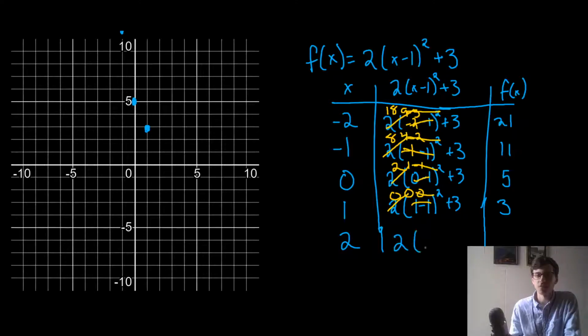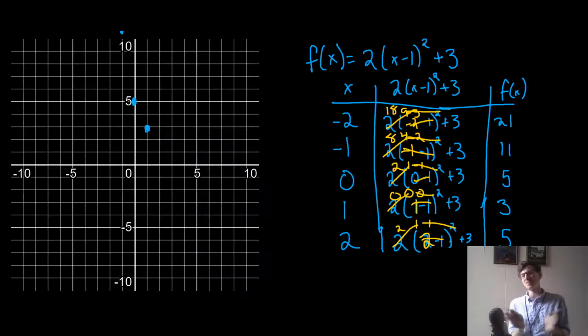Okay, let's look at the next point. 2: 2 times (2 - 1)^2 plus 3. 2 minus 1 is 1. 1 squared is 1. 2 times 1 is 2. 2 plus 3 is 5. Again, do you notice any patterns? We have this point (2, 5) right here.